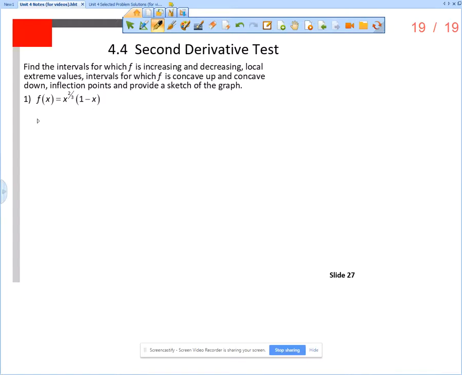So in order to do this, this is a whole lot of work. So I need to find f prime. So let's start there. f prime, so the derivative of x to the 2/3 times 1 minus x. So that would be product rule. x to the 2/3 times the derivative of 1 minus x, which is -1, plus 1 minus x times the derivative of x to the 2/3. So that'd be 2/3 x to the -1/3.